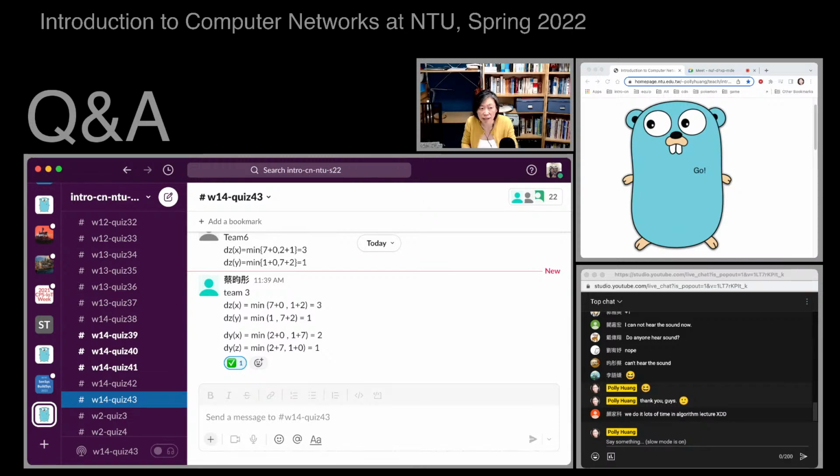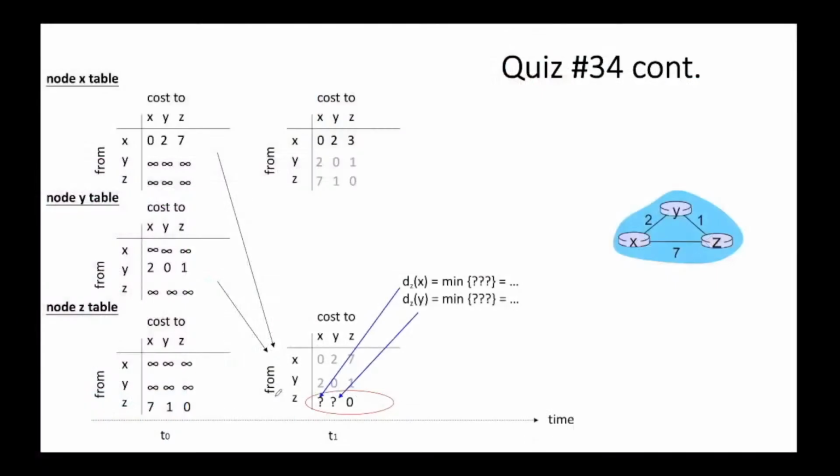But still, let's go through the video where Polly shows how she derives dz. Let's try to calculate the distance vector of z together. It will be the shortest distance from z to every possible destination in the network. And the network is very small. Starting from z, there are only two possible destinations, x and y. So we just need to calculate dzx and dzy.